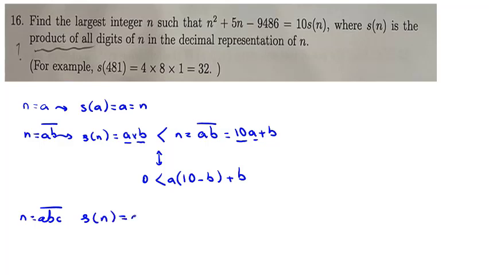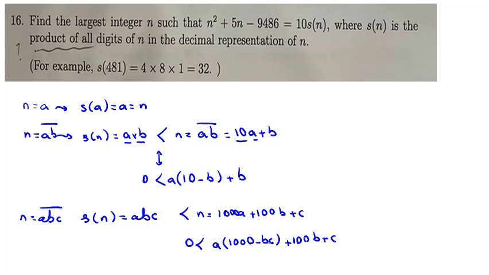S of n, for example, will be a, b, c, and n will be 1000a plus 100b plus c. Again, we say this is strictly greater than this, because if you take it to the right side, it will be a times 1000 minus bc plus 100b plus c. It is greater than 0, because bc is at most 81. So it is strictly greater than 0.